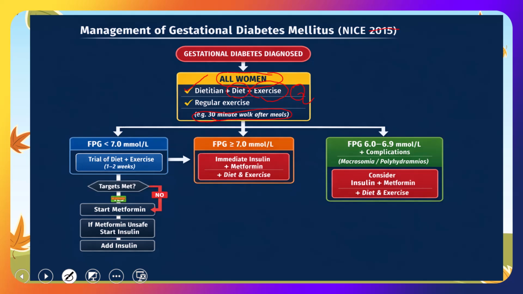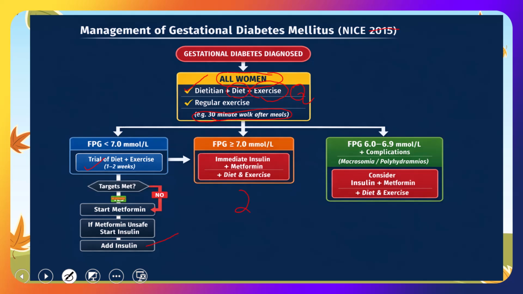Now again moving toward the fasting plasma glucose, if the level is less than 7.0 millimole per liter, we are going to give her a trial of diet and exercise for 1 to 2 weeks. And if the target levels are not met, we can offer her metformin. And if metformin is contraindicated or unsafe for the woman, we can offer insulin. And if diet, exercise plus metformin does not work for this woman, then we have to offer insulin.